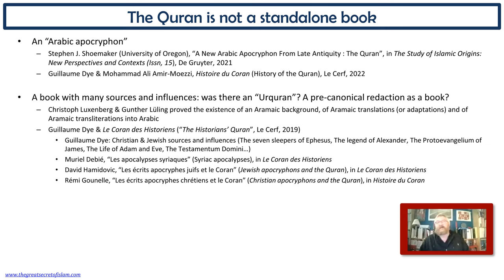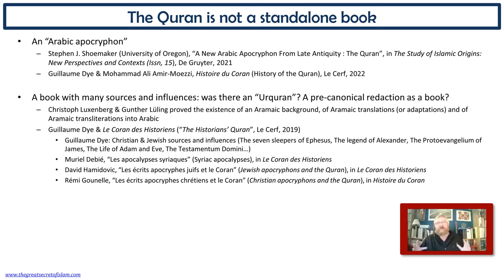In a sense, it cannot be, because the Quran is made for a part of circumstantial proclamations, which depends on the circumstances. So there could not have been an Ur-Quran, a sort of Aramaic book that was translated into the Quran. And besides, contemporary scholars such as Guillaume Dye and others, who wrote in the Coran des Historiens, the Historian's Quran, which is a French book in three parts, three huge books, thousands of pages of Quranic studies, historical studies about the Quran, which was published 2 years ago.